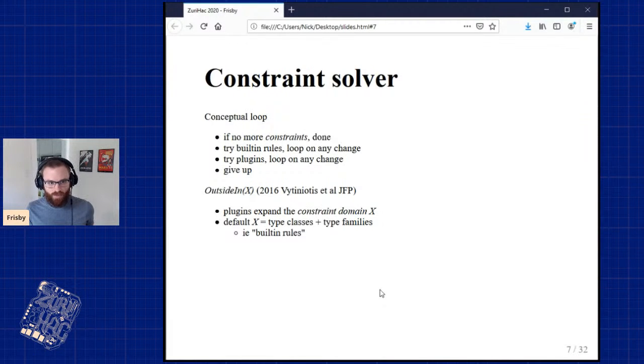So this whole concept comes from the architecture of the constraint solver, which is referred to as the outside-in X algorithm, from an amazing but long paper from the Journal of Functional Programming in 2016. There's lots of great information in there, and it explains the basic concepts, but it also defines the default X. X here is the constraint domain. It's the domains that the solver is going to be able to handle. And GHC has one built in. That's what I call the built-in rules. And this is the default X.